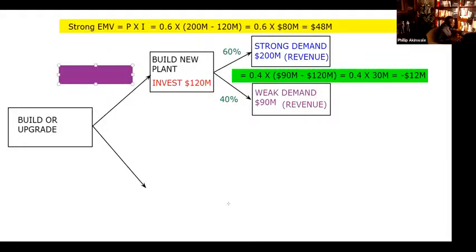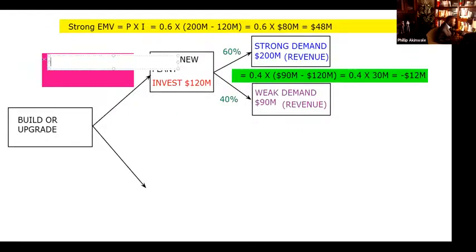And we'll just put the number. We should probably use a different color. Okay, let's use this. So this signifies the outcome for build new. And as you can see in the PMBOK guide, they just took the 48 and the minus 12, and it says the EMV is equal to 48 minus 12, and that is equal to what?